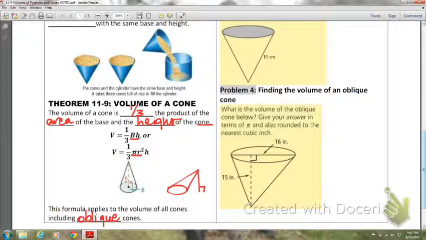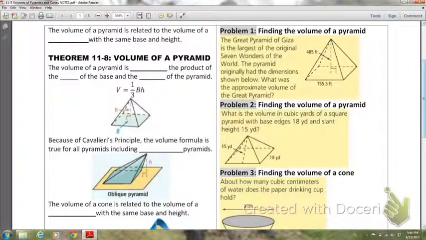So let's look at some problems. In problem 1, we're finding the volume of a pyramid. This is the Great Pyramid of Giza. It's the largest of the original 7 wonders of the world. The pyramid originally had the dimensions shown over to the side, so it wants you to find the approximate volume of the Great Pyramid. So these are some pretty large numbers.